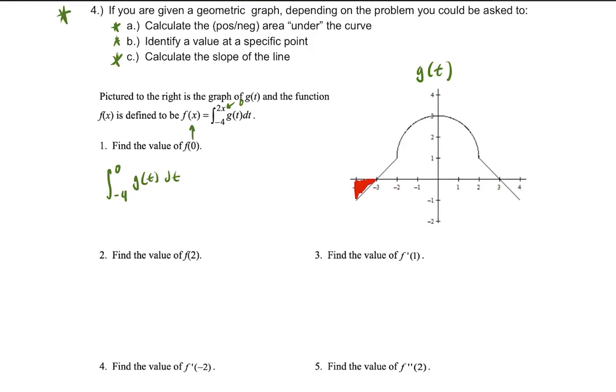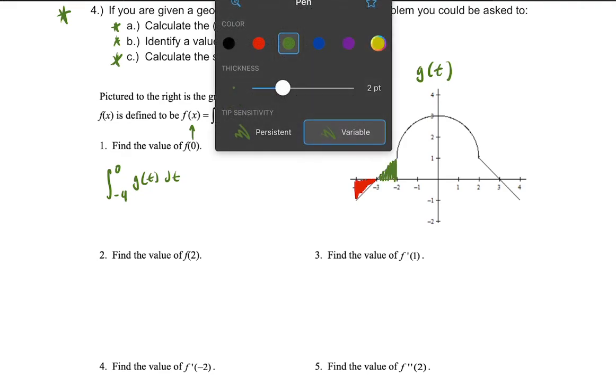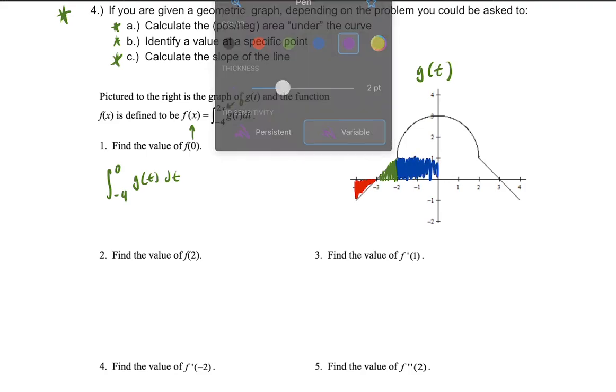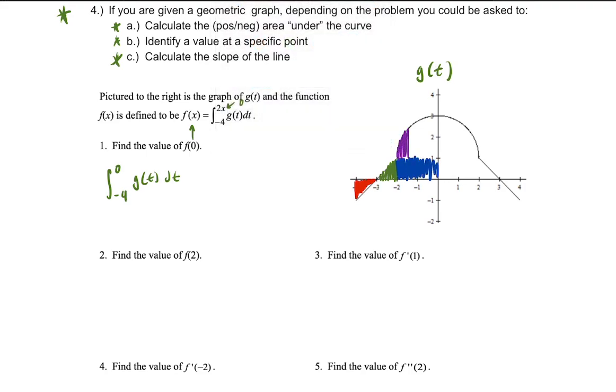I'm labeling that red because it's under the axis. We paint from -3 to -2. That's green because it's above the axis. And just to get some separation here, because I want to make sure we see what's going on, we're going to have this rectangle. It'll also be positive. And then finally, we're going to have this quarter circle here.